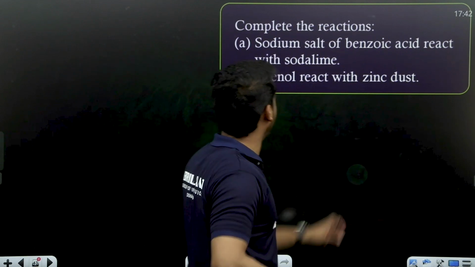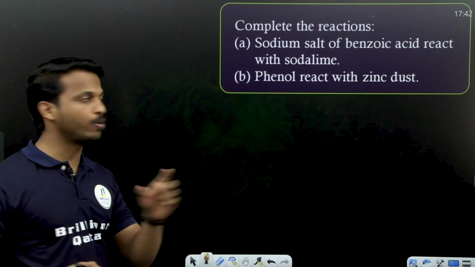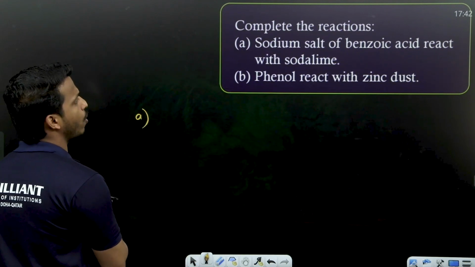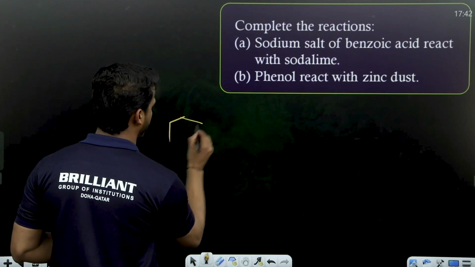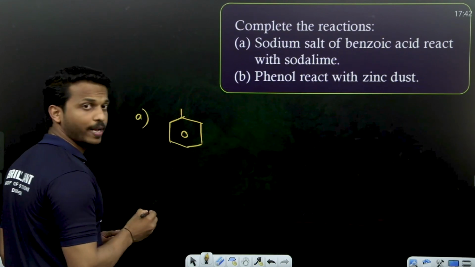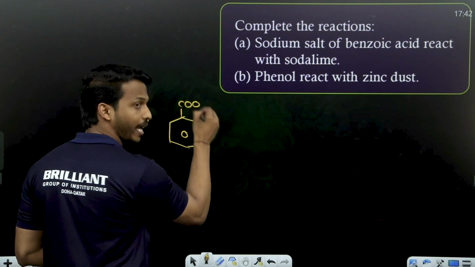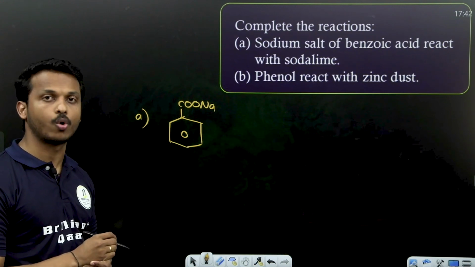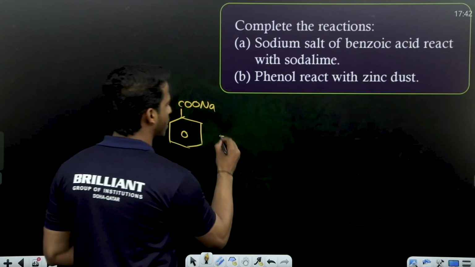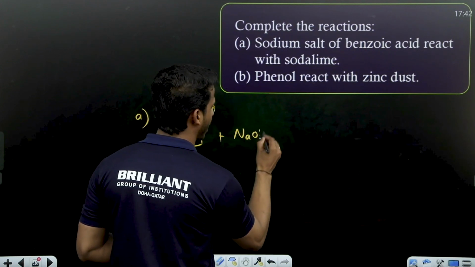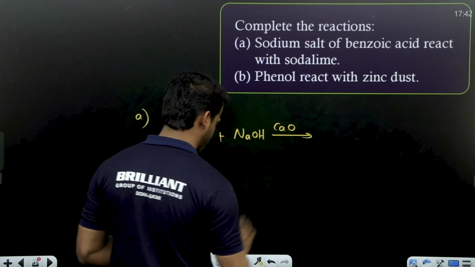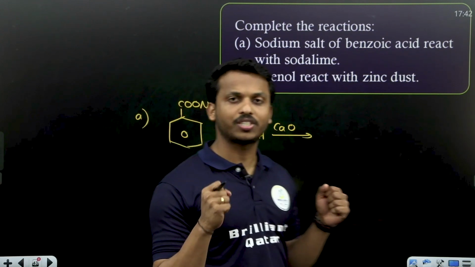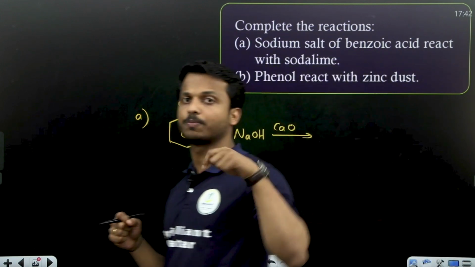Next one. Let's study some reactions. Complete the reaction. See, open the textbook, you can see all the reactions. First one. The sodium salt of benzoic acid reacts with soda lime. What happens? What is benzoic acid? Benzene with COOH. If it is Na, it's called the sodium salt of benzoic acid, or sodium benzoate. It's treated with soda lime. What is soda lime? NaOH and CaO. You know, the soda lime reaction is called what? Decarboxylation. Correct. So dear all, in a decarboxylation reaction, you get a product with one carbon less.